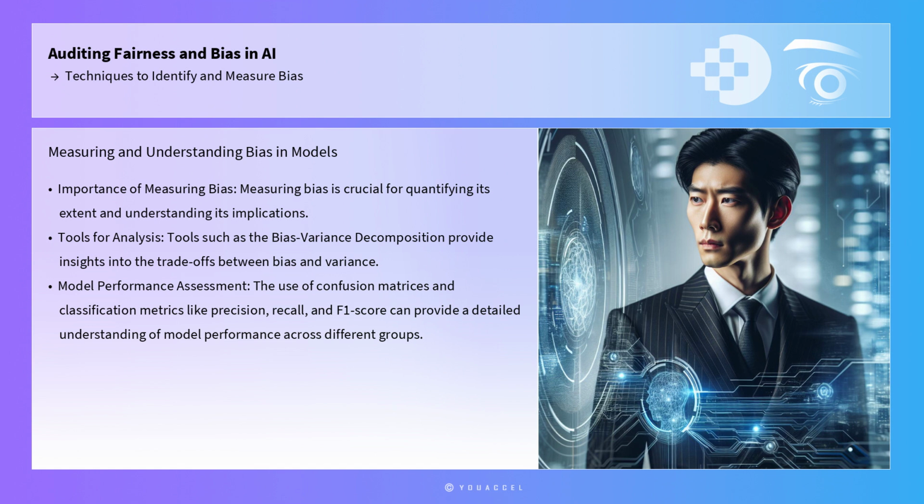Beyond identifying bias, measuring bias is crucial for quantifying its extent and understanding its implications. Tools such as the bias variance decomposition provide insights into the trade-offs between bias and variance in machine learning models, helping auditors assess whether a model's performance is due to bias or inherent noise in the data. The use of confusion matrices and classification metrics like precision, recall, and F1 score can also provide a detailed understanding of model performance across different groups, highlighting any disparities that may exist.